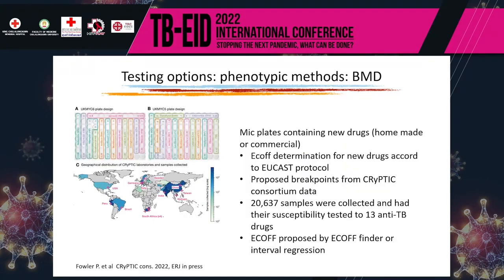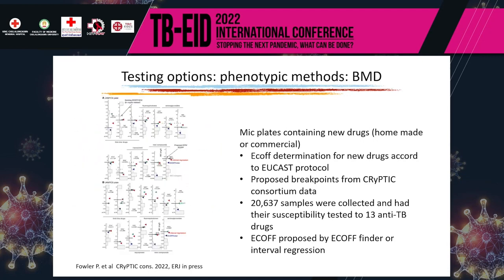Another suitable option to test the sensitivity of new drugs is the use of broth microdilution. There are commercially available plates, but they do not contain the new drugs. The CRyPTIC consortium has used customized plates containing linezolid, bedaquiline, and delamanid to evaluate the distribution of the MIC across a very large number of strains collected from 27 countries, with 19 countries contributing 10 or more samples and 15 countries contributing more than 100 samples. Out of those, more than 12,000 had whole genome associated information. And that allows us to propose a tentative epidemiological cutoff for those plates.